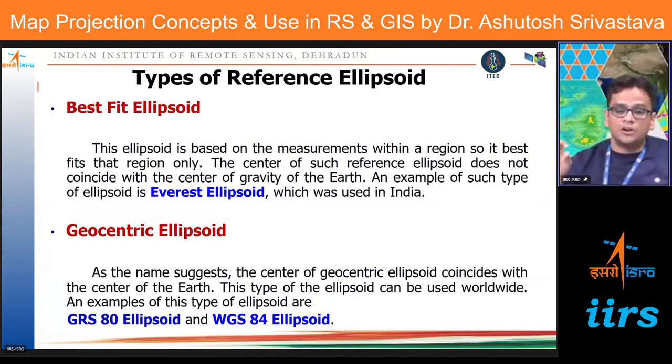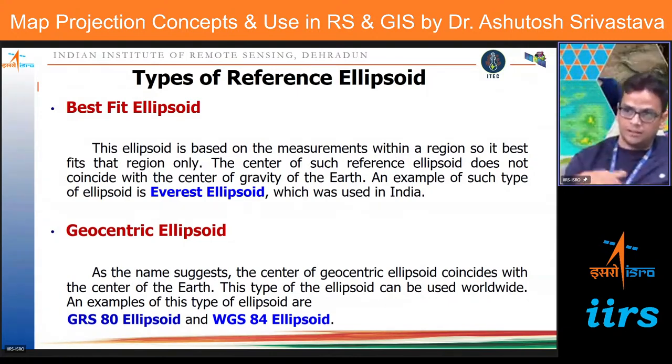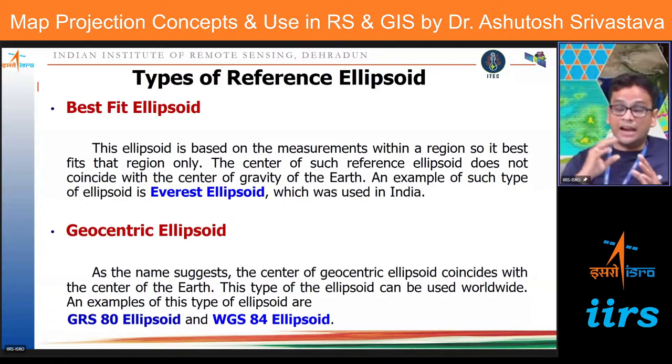An example of such an ellipsoid is the Everest ellipsoid. In India, between 1802 and 1839, we did one survey around 200 years back and then developed one ellipsoid. At that time, some measurements were done in our Indian region, and based on that, the ellipsoid was developed. That was more suitable for our particular region.